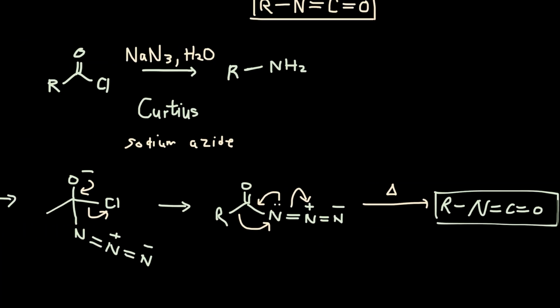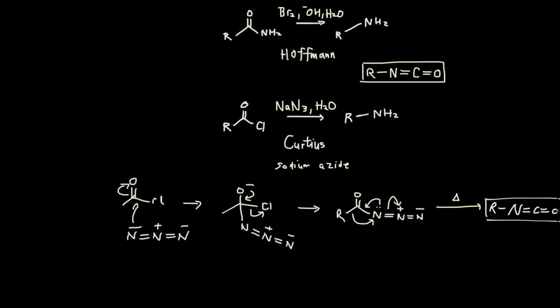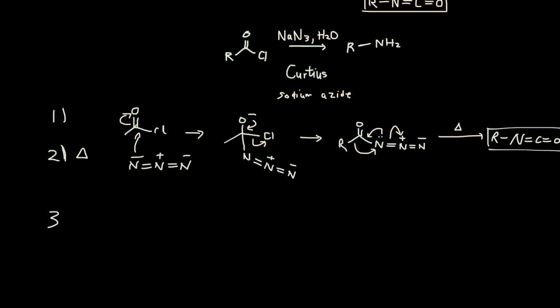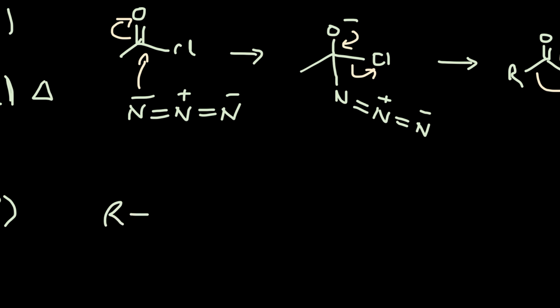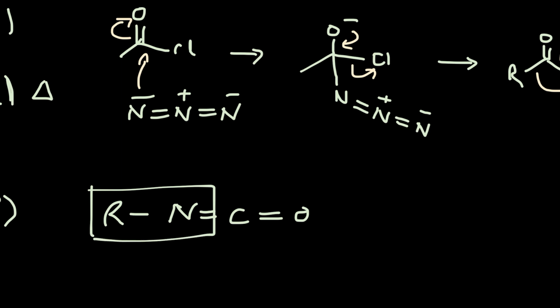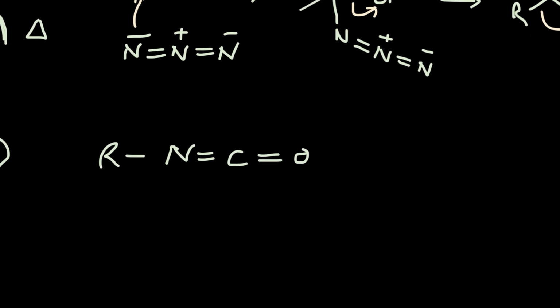Okay, so now that was the first and second step. First step, nucleophilic substitution. Second step, heat to rearrange for isocyanate. Now third step is that we want to get this as our leaving group. So we will start by using water in the solution to attack the area of positive electron density.